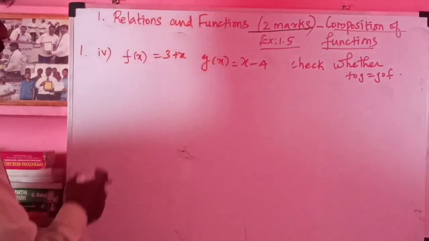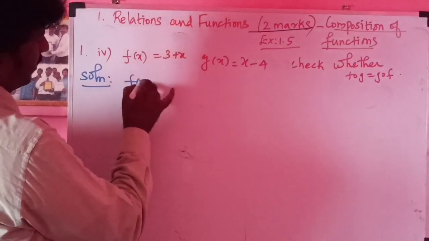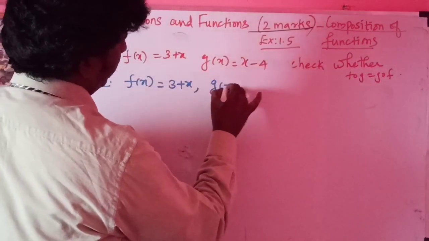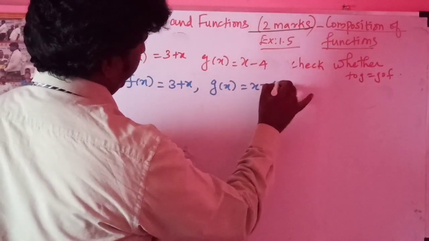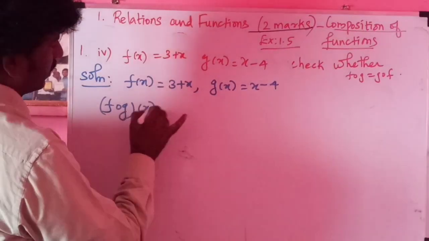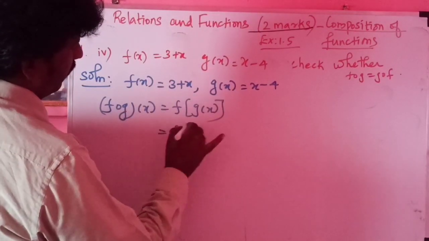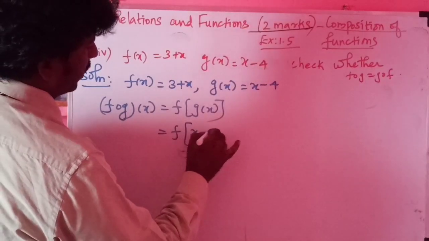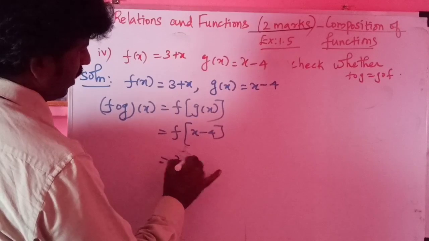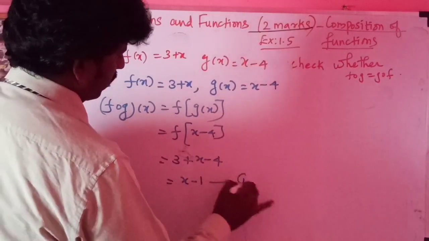See the fourth problem. The solution: f of x is equal to 3 plus x. The g of x is equal to x minus 4. First என்ன செய்யணும்? f dot g find out பண்ணணும் இல்லையா? So f of the g of x. g of x is equal to x minus 4. f ல கொண்டு போய் substitute பண்ணணும். 3 plus x இல்லையா? இப்போ x க்கு பதிலா x minus 4 போகும். So this is x minus 1.